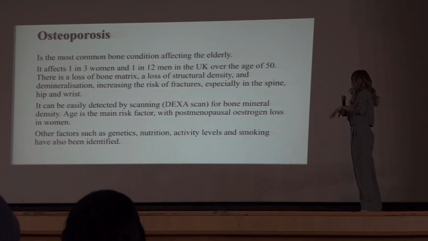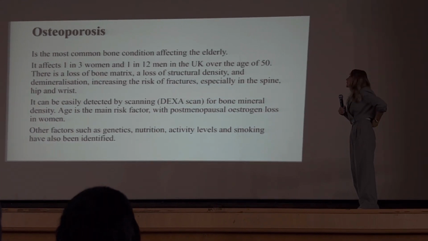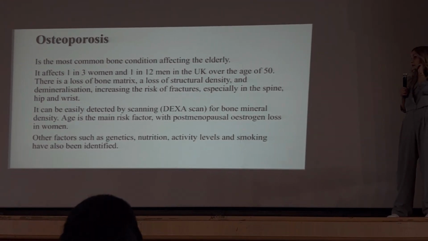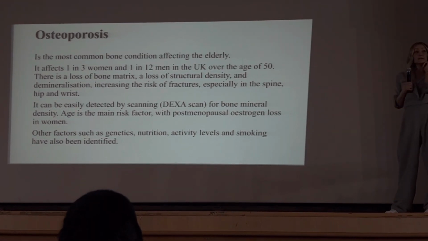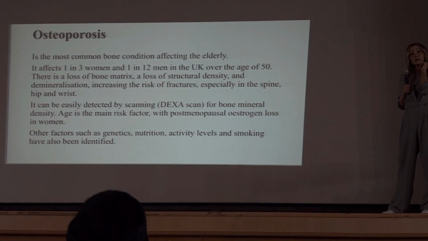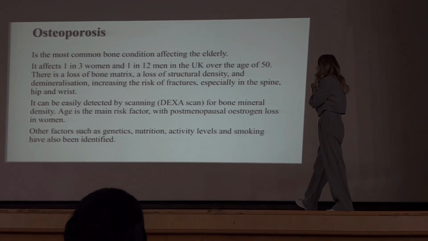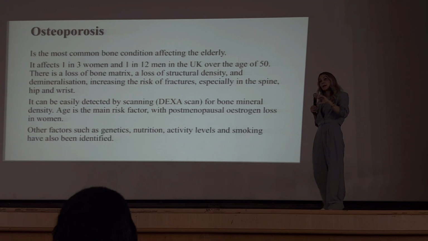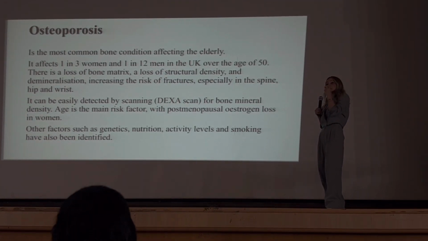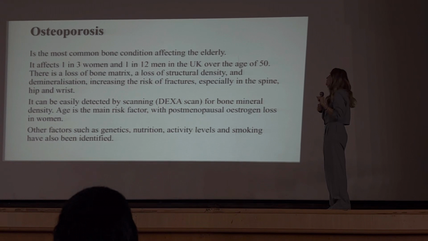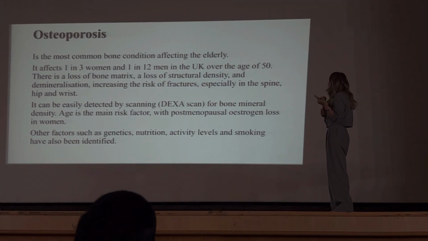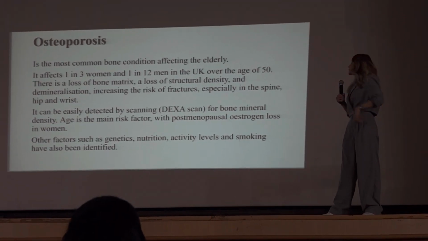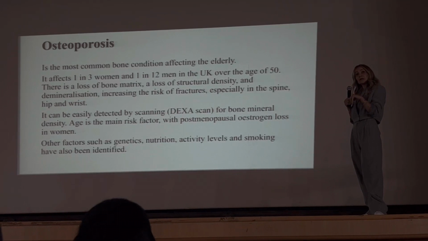So imagine, it is more seen in females than males. There is a loss of bone matrix, meaning loss of structural density, and demineralization, increasing the risk of fracture, especially of the spine, the hip and the wrist. They are more affected in these conditions.